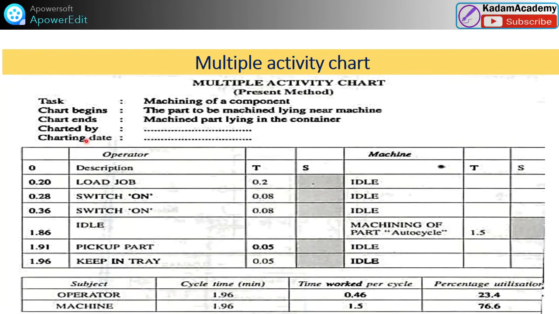So this is one of the charts shown to you here. The multiple activity chart, present method they are using. Okay, what is the task? Machining a component. The chart begins with the part to be machined lying near the machine, and the chart ends with the machined part lying in a container after the machine.